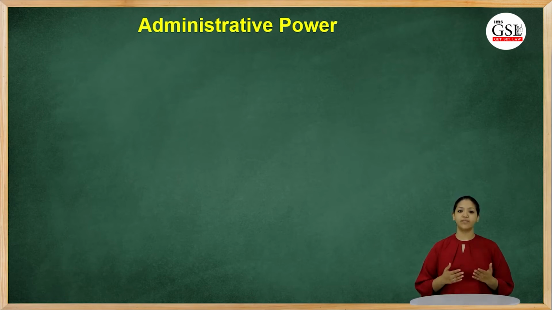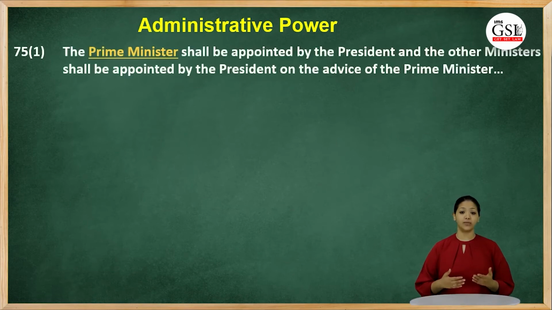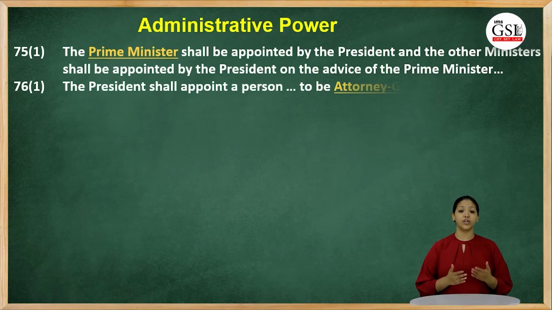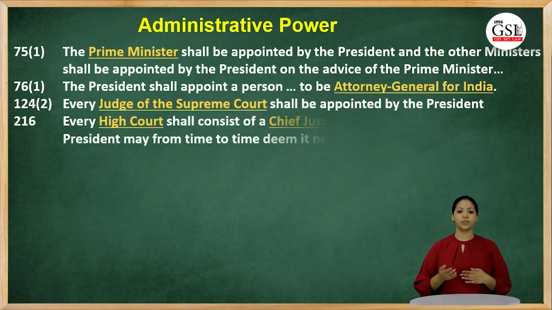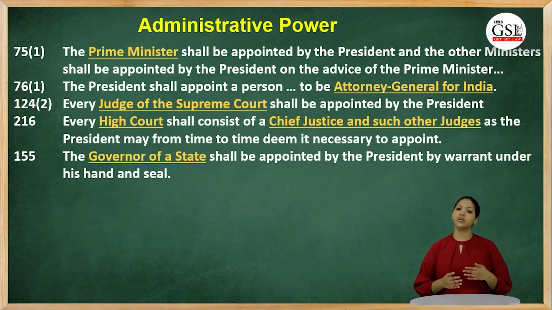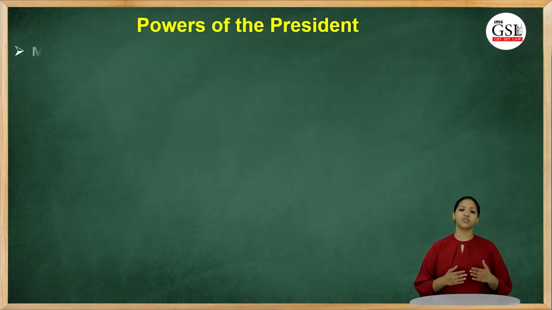The administrative power of the President includes the right to appoint and remove the Prime Minister of India and the Council of Ministers, the Attorney General of India, the judges of the Supreme Court and the High Court, the governors of states, the Election Commission, etc. In making all these appointments, the President has to consult, and by consult I mean comply, with the recommendation of appropriate persons. The second power of the President is the military power.